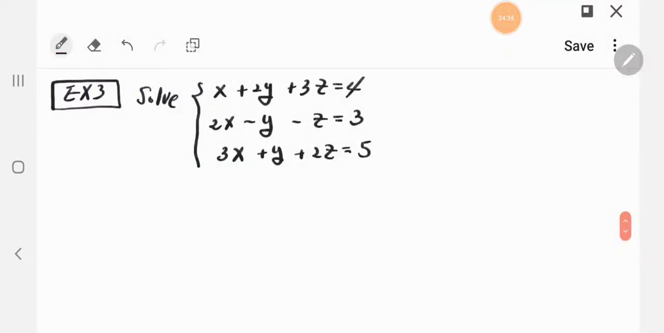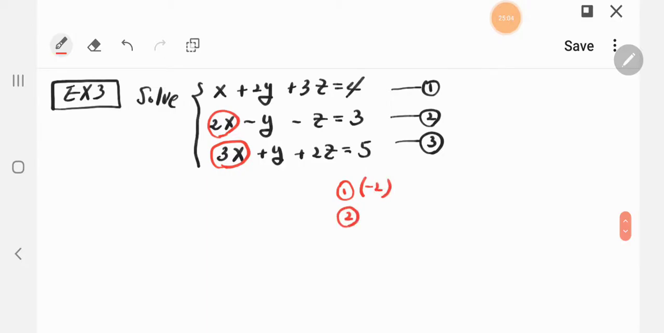Example 3. Okay, solve the system of three linear equations. The first equation starts with x, so that's good. So we don't have to interchange the equation. So why don't we just get rid of 2x and 3x from equations 2 and 3 using the first equation. So what we can do is multiply the first equation by negative 2, and then add it to the second equation. So let's eliminate x. So multiply the first equation by negative 2. So negative 2x minus 4y minus 6z is equal to negative 8.